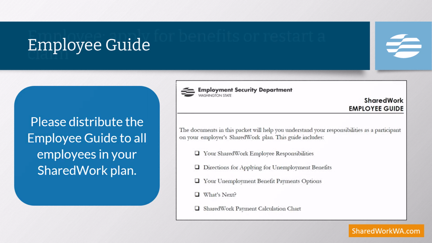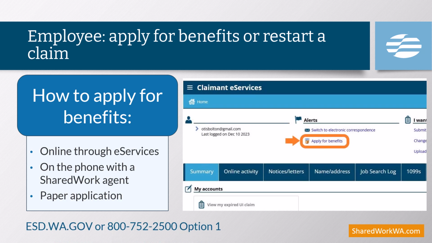the packet. Employees can apply for benefits online through their eServices account by selecting Apply for Benefits near the top of the screen, by calling SharedWork at 800-752-2500, option 1, or by submitting a paper application. Shown is an example of the screen in eServices. Highlighted with an orange box and an arrow is a link that says Apply for Benefits.